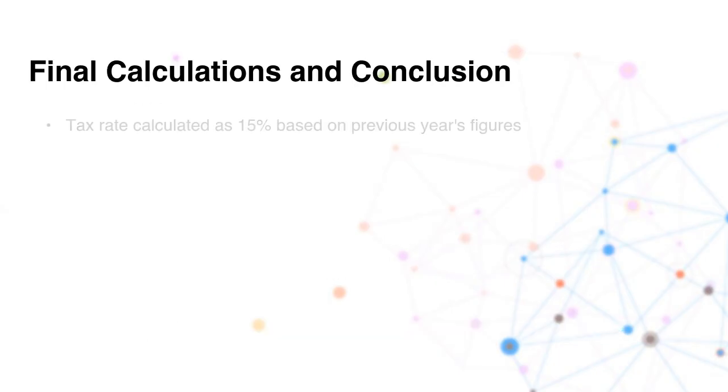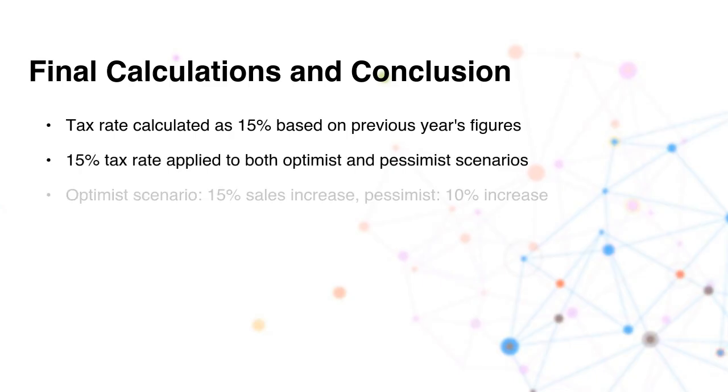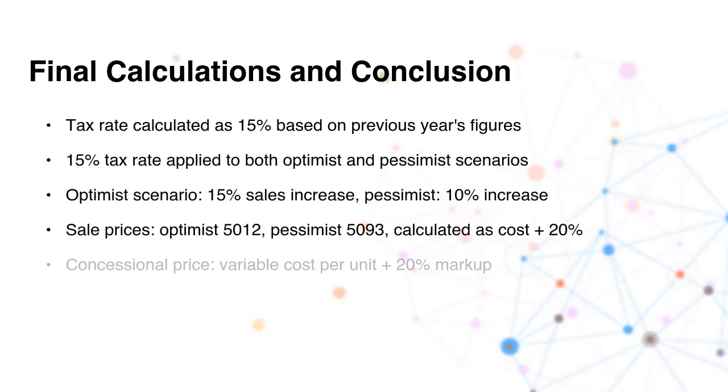Final calculations include tax considerations, with a 15% tax rate applied to both optimistic and pessimistic scenarios. Sales increases of 15% and 10% are used for the optimistic and pessimistic cases, respectively. Sale prices and concessional prices are calculated based on costs and desired profit margins, offering a comprehensive view of potential financial outcomes.